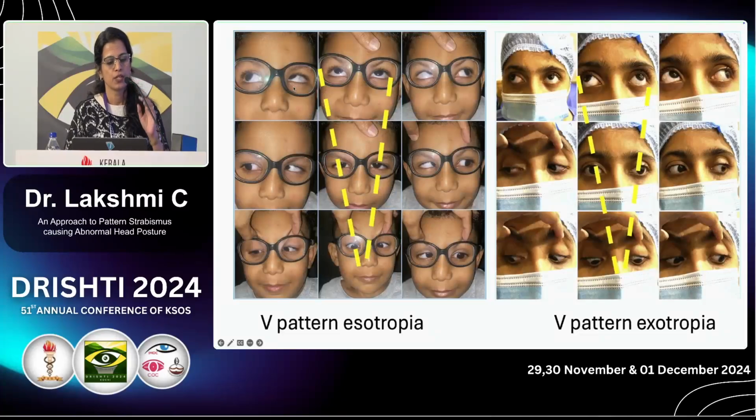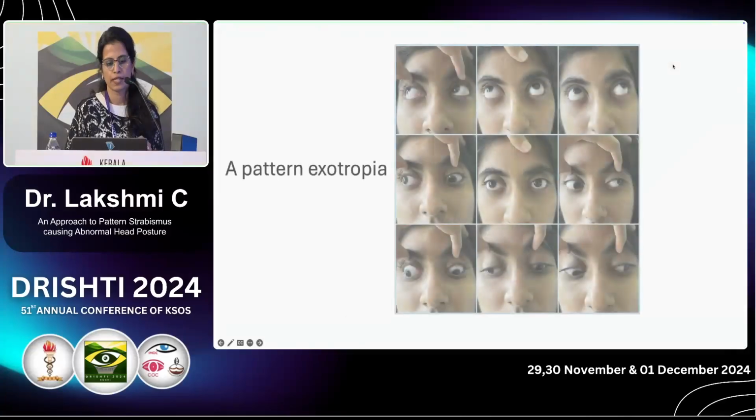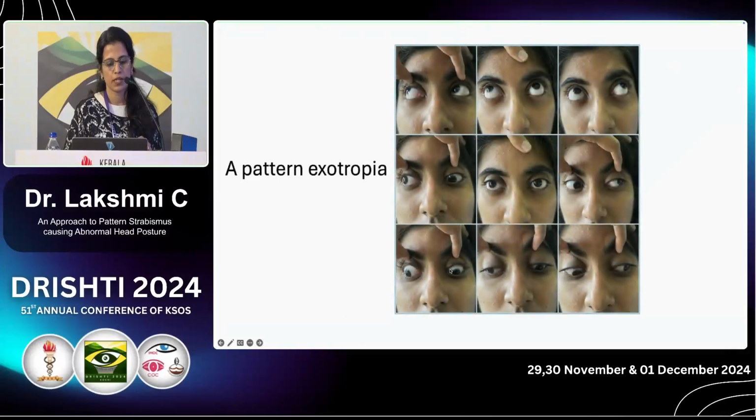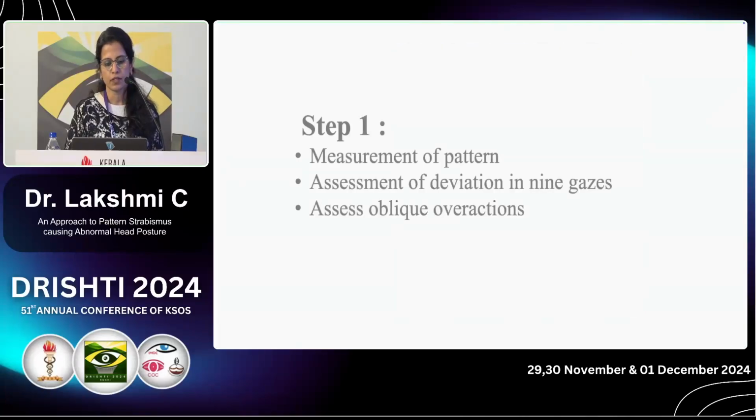positions of gaze. So if you see these up gaze pictures, we can see that there is an inferior oblique overaction or an over elevation in adduction seen in this patient and in this patient, both these patients. And in the next picture, if we see, there will be an over depression on adduction, that is a superior oblique overaction in down gazes. So far said, we come to the first step of measurement of pattern.